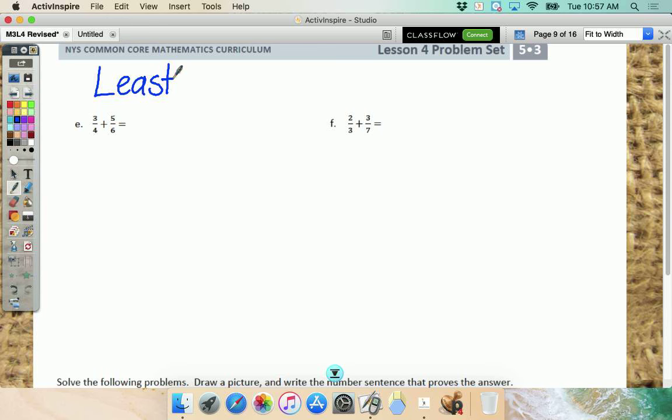What does least mean? Not much, the lowest, okay? And then common, what does common mean? The same, something that is the same. Yeah. And then this word, multiple. More than one.